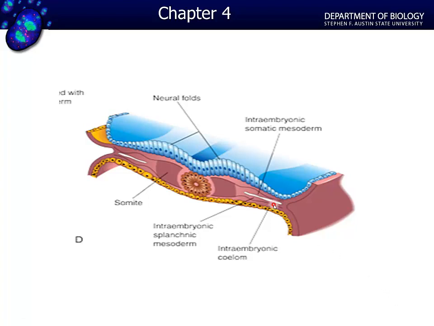So in this transverse section here we have our intraembryonic coelom. On top, adjacent to the amnion, we have the somatic, and beneath we have the splanchnic associated with our umbilical vesicle or our yolk sac.